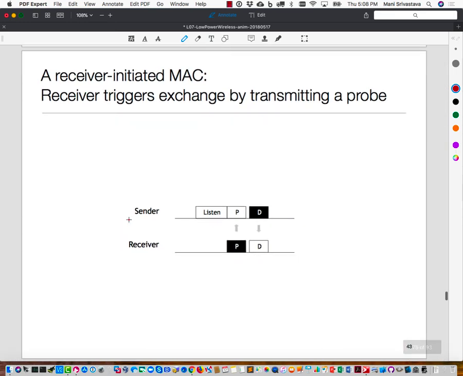So the basic idea here is that the sender is now the one which is listening. And the receiver sends a probe saying, is there something for me? The sender receives the probe, then sends the data. So we kind of turn the tables in this case. And again, the idea is that the receiver is energy constrained.